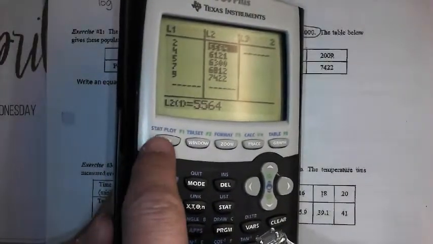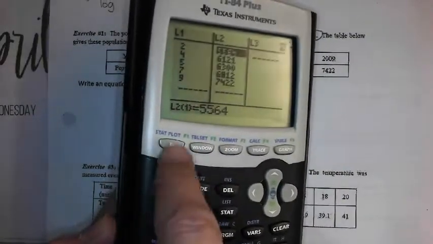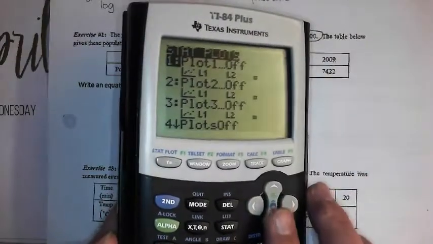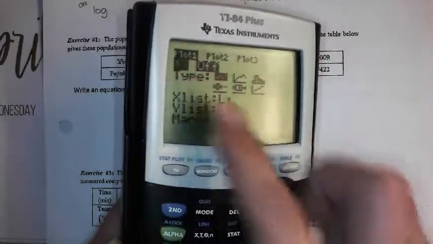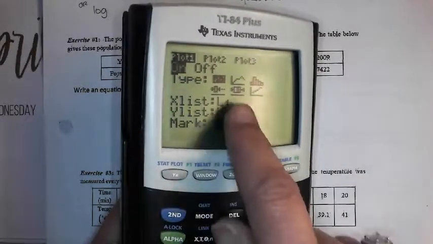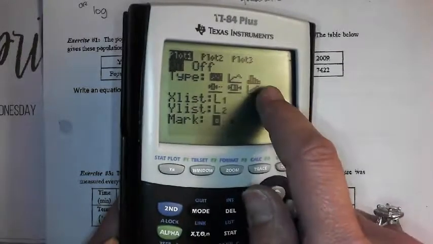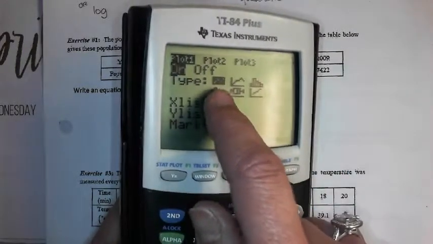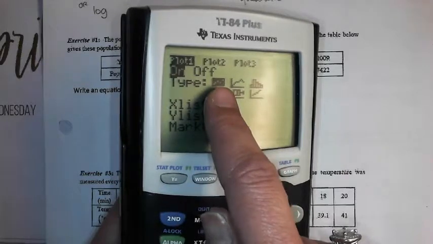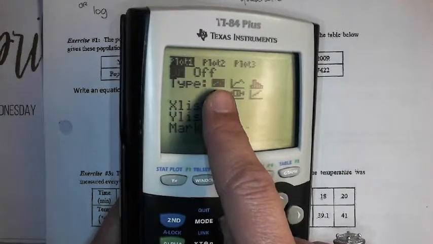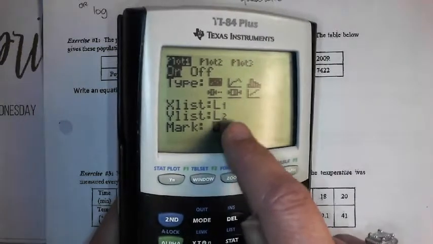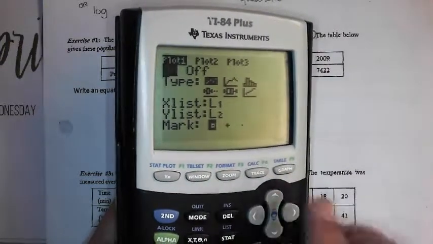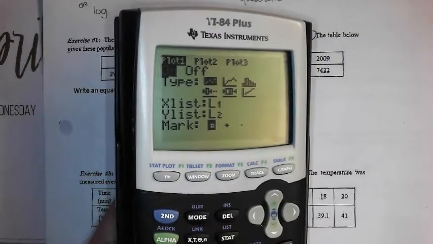If you go to this blue stat plot, second y equals, and we'll do it again in a minute, all your plots are off right now. So I would click on one of those, and I have to first turn it on. And this does line graphs, histograms, box and whisker plots. We like that it's highlighted on the scatter plot right now. Again, just wait. I'll talk you through this in a minute so you all can do it. Your x list is, your x coordinates are coming from list 1, your y list from list 2. Okay, so we've got our scatter plot on.